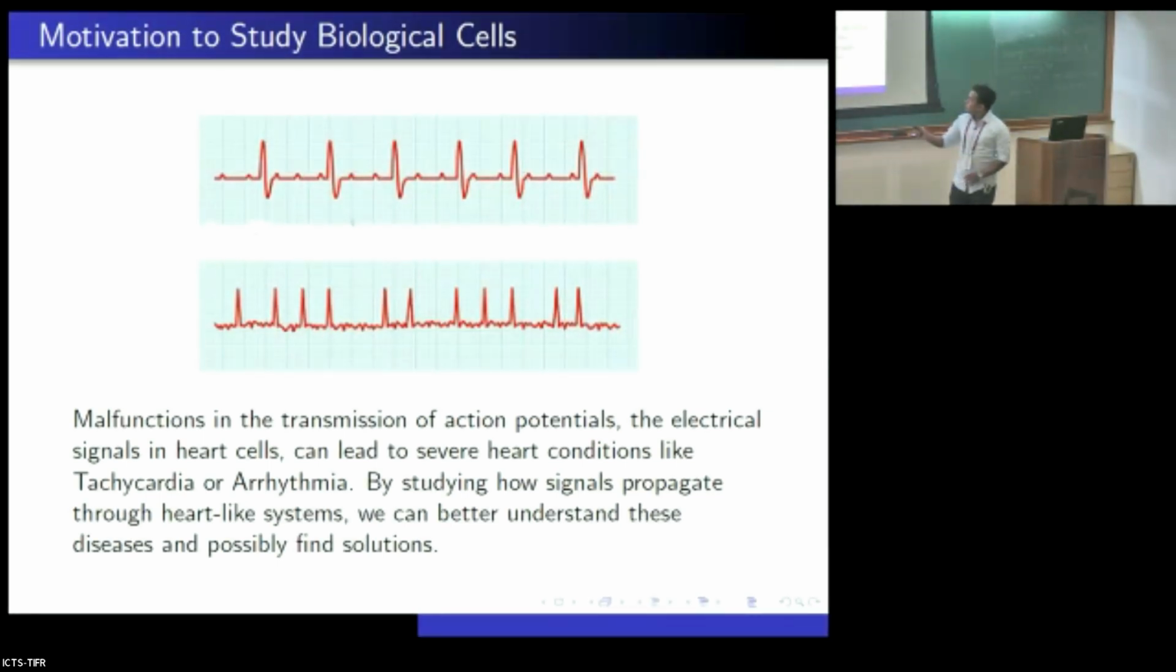When an electrical signal moves in heart-like cells and the action potential shows malfunctions in transmission, this leads to serious heart diseases like tachycardia and arrhythmia, where the heart rhythm shows irregularities and is even faster than usual. This can cause strokes, heart attacks, and even death. So by understanding how the signal propagates through such a system, we can realize how to deal with these diseases and maybe possibly find some solutions too.